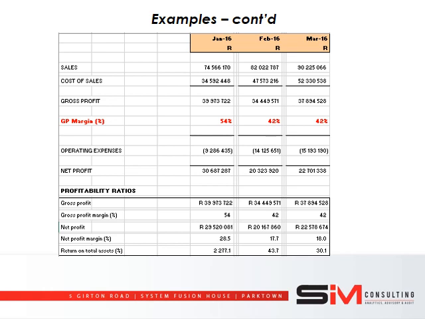Secondly, let's look at a gross profit margin. I said to you, gross profit margin is gross profit divided by sales. Now, if you take your calculator and you punch in 39,973,722 rands, you divide that by 74,566,170, multiply by 100, you can see you come up with a gross profit margin of 54%.